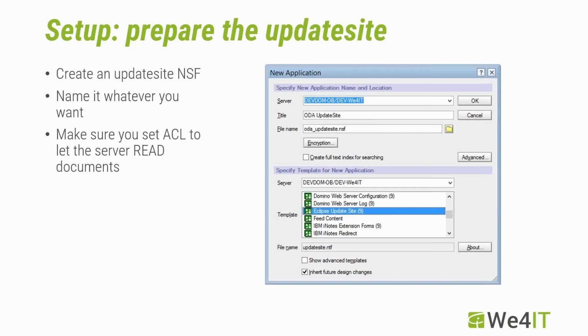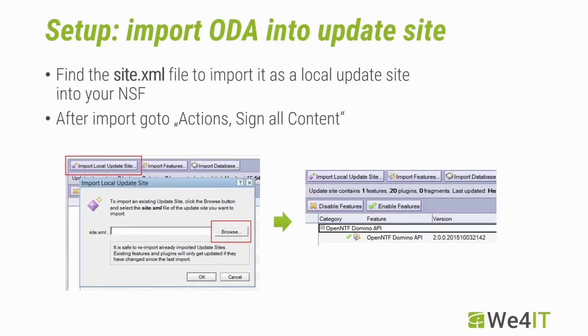You can set it up on any other web-enabled Domino server if you like. It mustn't be the server that will be used for development, but I recommend that also. The update site is a template available on your server. It's called Eclipse Update Site. You just set the NSF up, name it whatever you want, but keep that NSF file name in mind, and set up the ACL properly, at least to let the server read documents. So it should be the default entry.